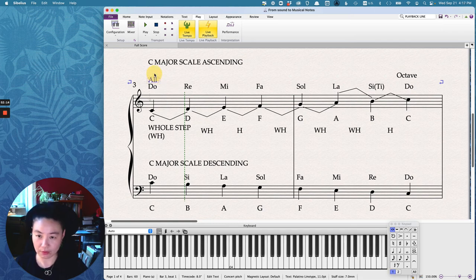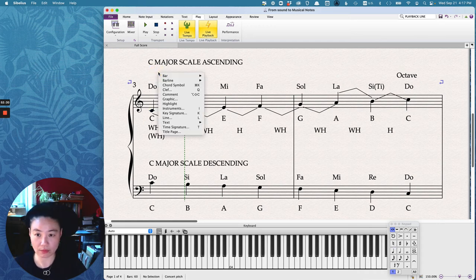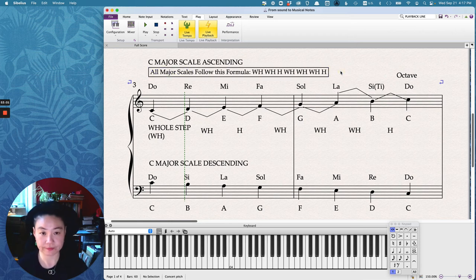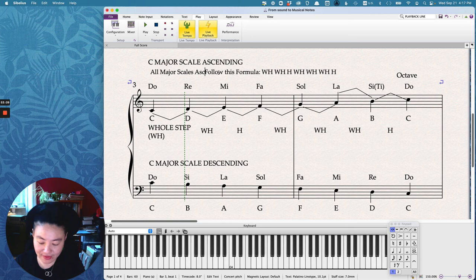Oh, I want to see this. Okay. You know what? I'm going to create a boxed text so it's more obvious. All major scales follow this formula. What's the formula? Whole, whole, half, whole, whole, whole, half. I should be specific: all major scales ascending.